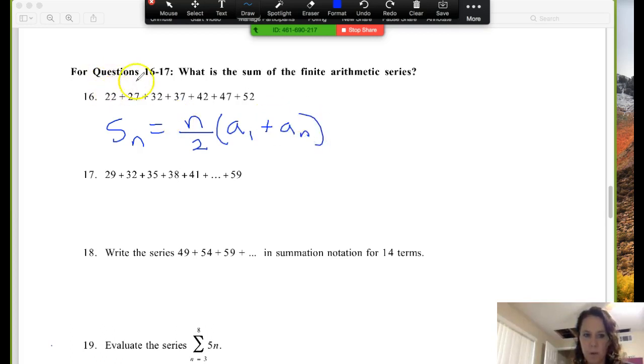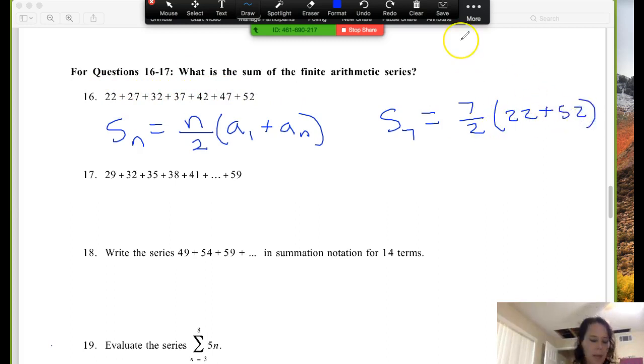So if we do this, we have 1, 2, 3, 4, 5, 6, 7. So sum the first 7 terms. You would go 7 divided by 2, and then your first term would be 22, as long as they're in order, and then your last term would be 52. If you do that, 52 plus 22, multiply that by 7, and then divide that by 2, you're going to get 259. Now that works if you have a ton of numbers. These you probably could just add up on your calculator and you're going to get the same thing.